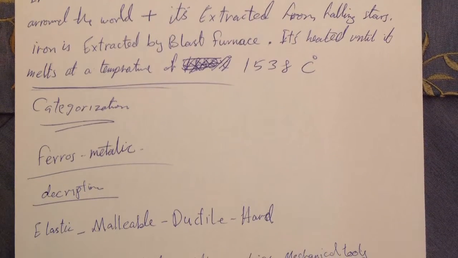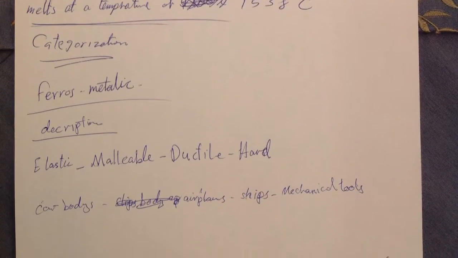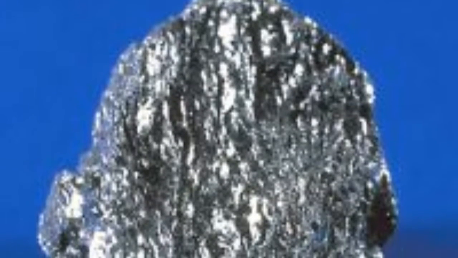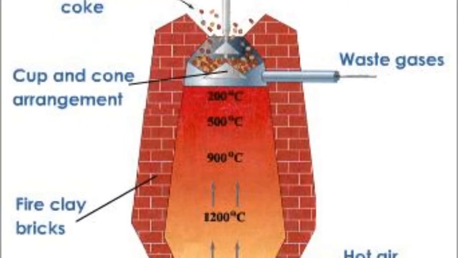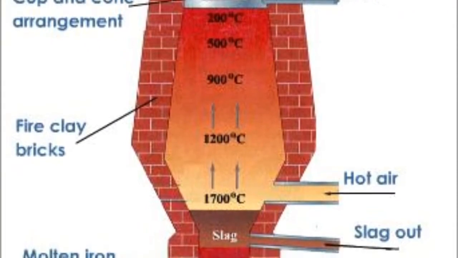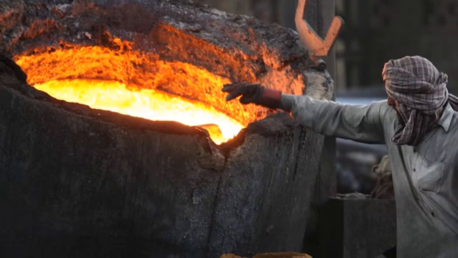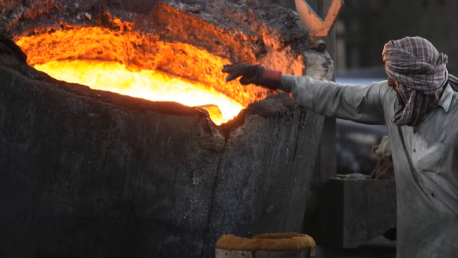Iron comes from the earth, and there are a lot of iron mines around the world from which the iron is extracted. Also, iron is extracted from some falling stars. Iron is manufactured in companies by heating it in a blast furnace. It's heated until its melting temperature, which is 1538 degrees Celsius.